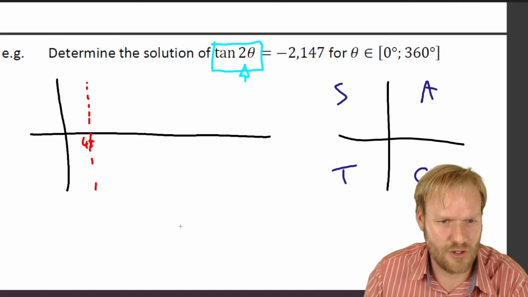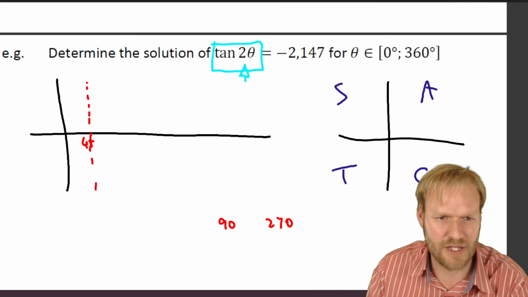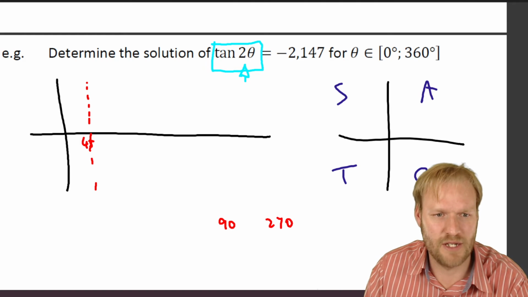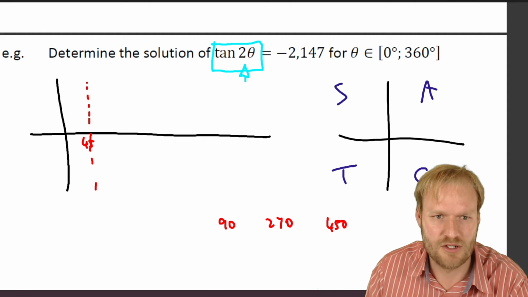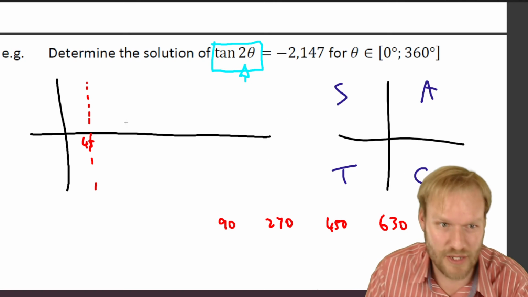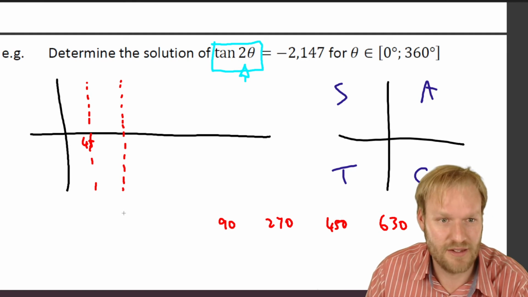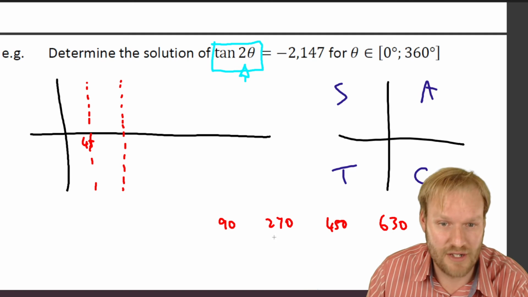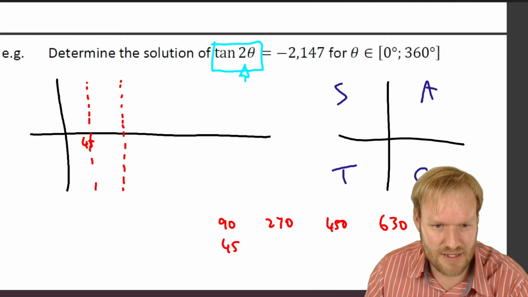And then remember our asymptotes were at 90, at 270, and then we kept on adding 180 to these, right? Remember that was the idea, that we kind of added 180 and said, okay, well, then we had another one at 450, and then we had another one at 630. So this time everything's happening twice as quickly. So 45, which means instead of happening every 180, they're happening every 90 degrees.